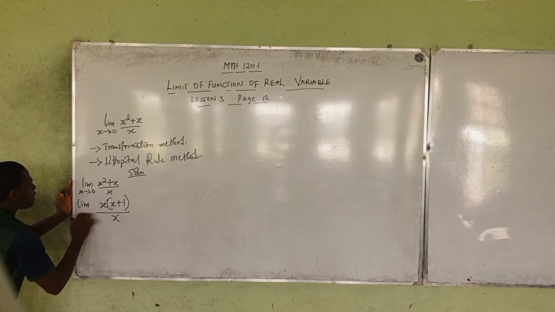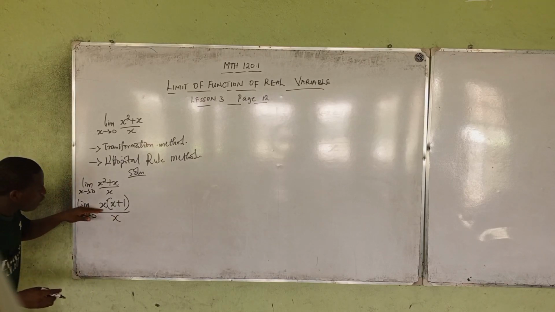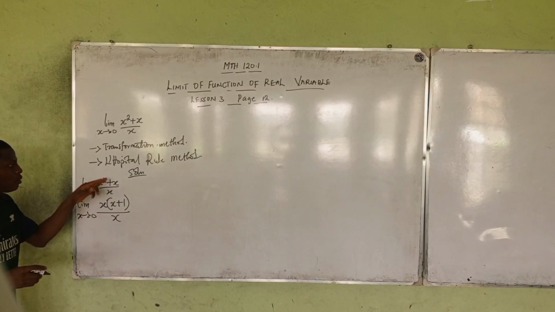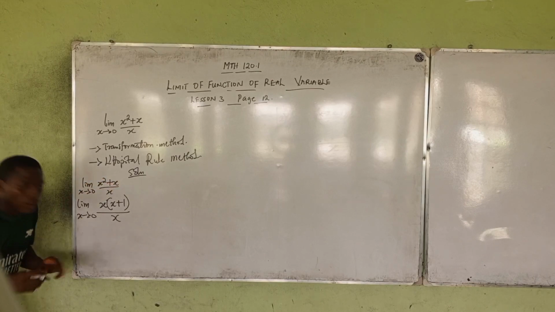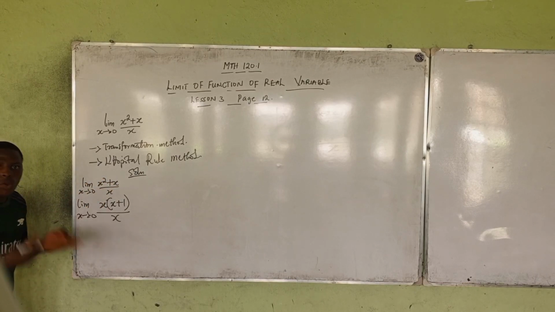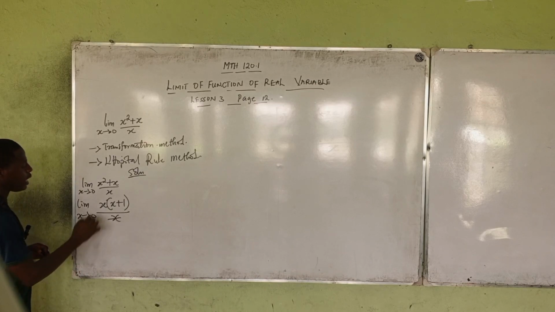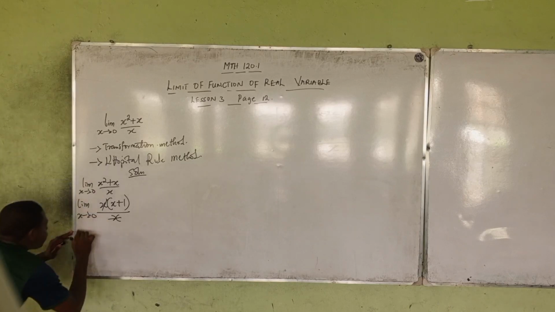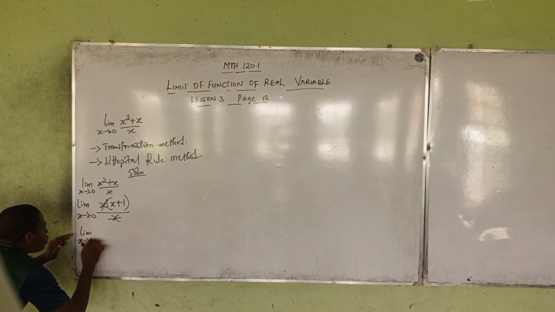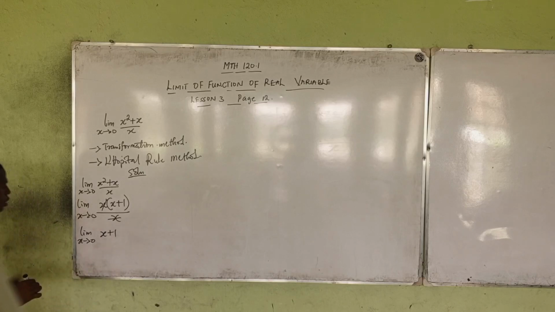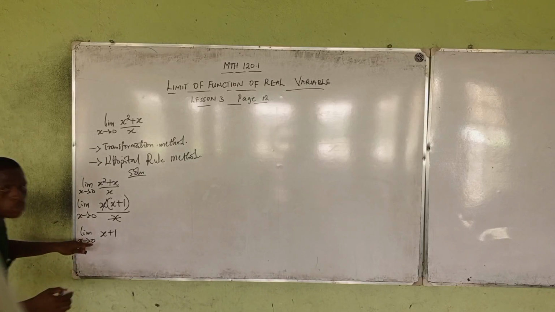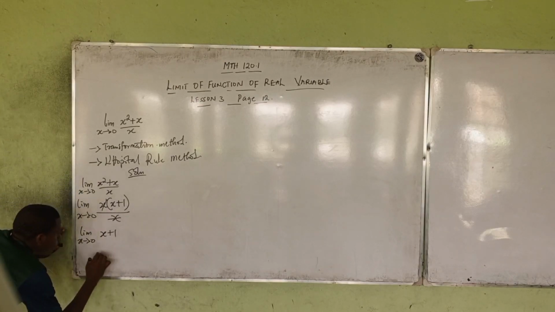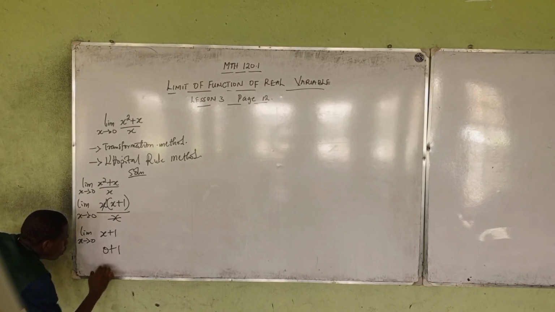The limit as x tends to 0. If you expand the numerator, you arrive at x squared plus x. Now look at the numerator and the denominator. What can we see that are equal? You can see x here and x here, so they cancel out. You are left with the limit of x tending to 0 of x plus 1. Anywhere we see x, we represent it with 0. So we have 0 plus 1, and 0 plus 1 is equal to 1.